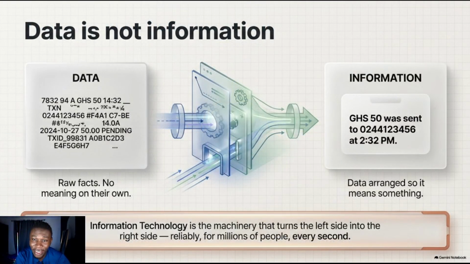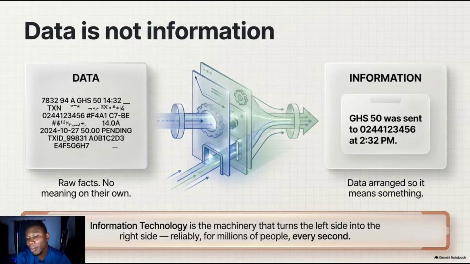I know you've been taught data is not information. Yes, data is raw or unprocessed fact, right? And information is the organized form of data, exactly. So from here you can see that data is scrambled. When you take an Excel sheet, for instance, it is data. You don't understand anything. But when we process that data, you see that it is now looking like Ghana cedis 50 was sent from this number at 2 p.m.